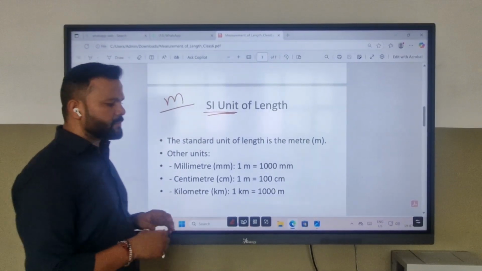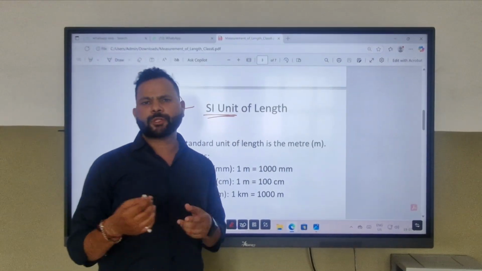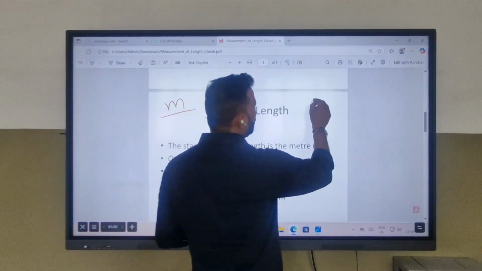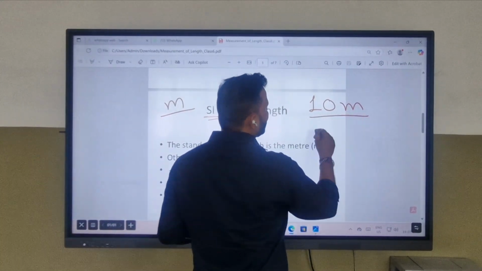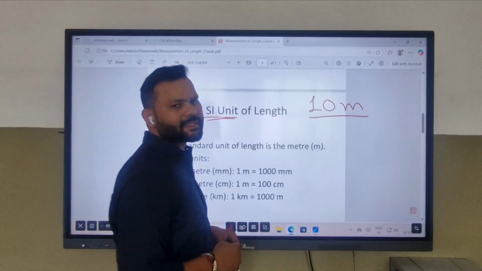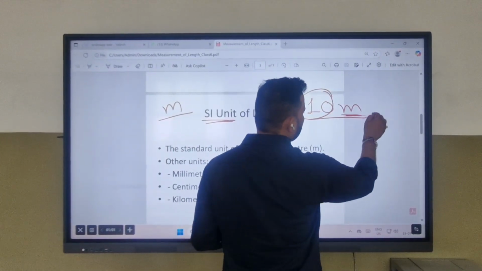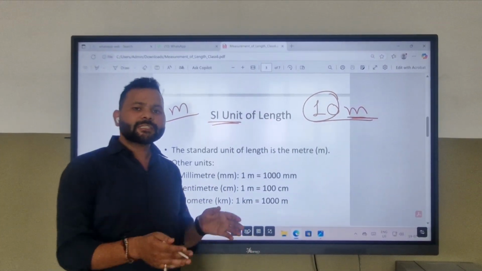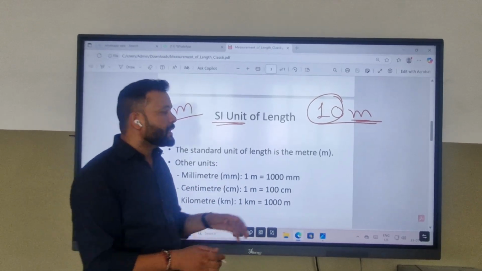Let's suppose I have this stylus. What is the length of this stylus? Maybe 5 meter or 10 meter, whatever it is. Suppose the length of this stylus is 10 meter. The distance between 2 points is 10 meter. I have written 10 here and meter here. This meter represents the length, meaning the length has been measured in meter. And how much?